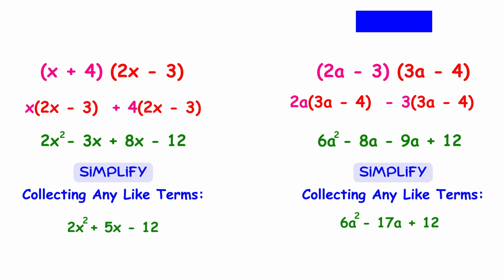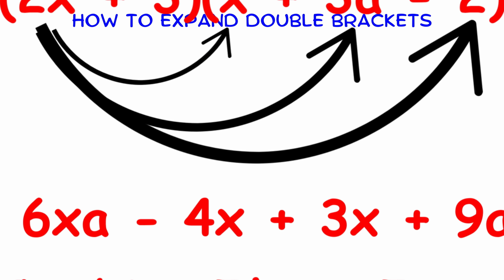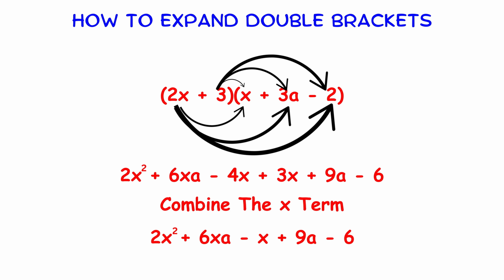Now, if you've already learned how to expand double brackets before, then you might have been taught special techniques like the FOIL method or the FACE method. If you're used to using these, then that's great, and for cases where they work, you may as well use them. However, for questions like this one, where we have more than two terms inside one of our brackets, those methods won't work anymore, whereas the method that we were just using will always work.